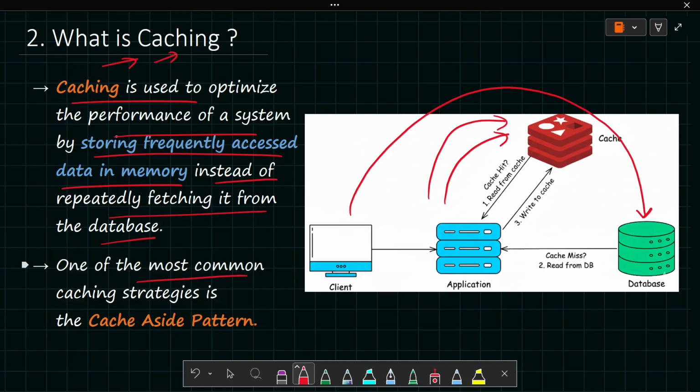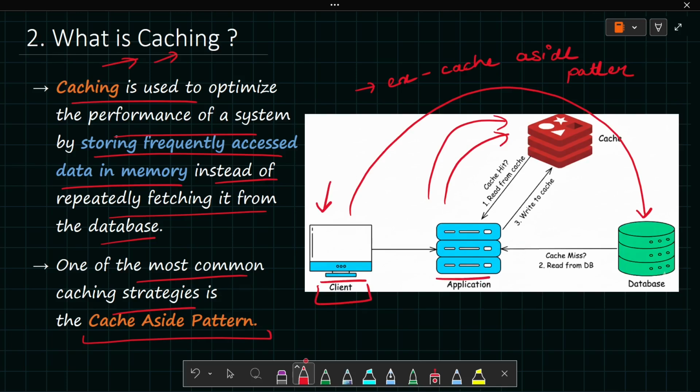One of the most common caching strategies is the cache aside pattern. This is an example of the cache aside pattern. Let's try to understand how this architecture works. You have a client. The client first sends the request and it goes to the application. First, the application checks the cache memory, whether the data is present or not. If it is not present, then it requests the database. But if the data is already present in the cache memory, that is a hit, meaning the data is present. So it fetches from there and provides it to the client.